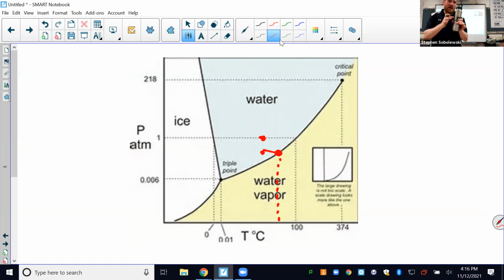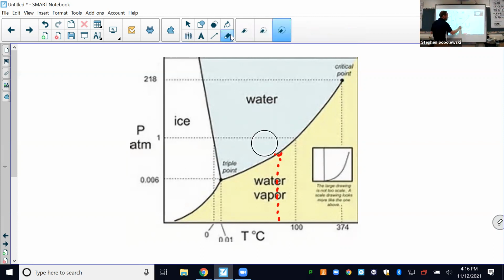If I sucked the air, or some of the air, out of this, I can boil this water at like 70 degrees. I could boil it at room temperature. I could actually get it to boil at room temperature if I remove enough air from this. It's pretty strange, but there are some real world applications here.